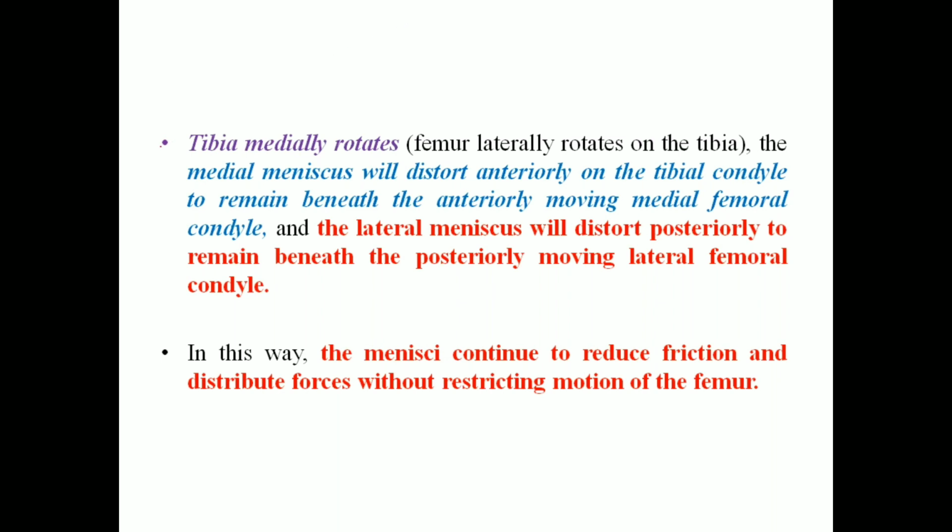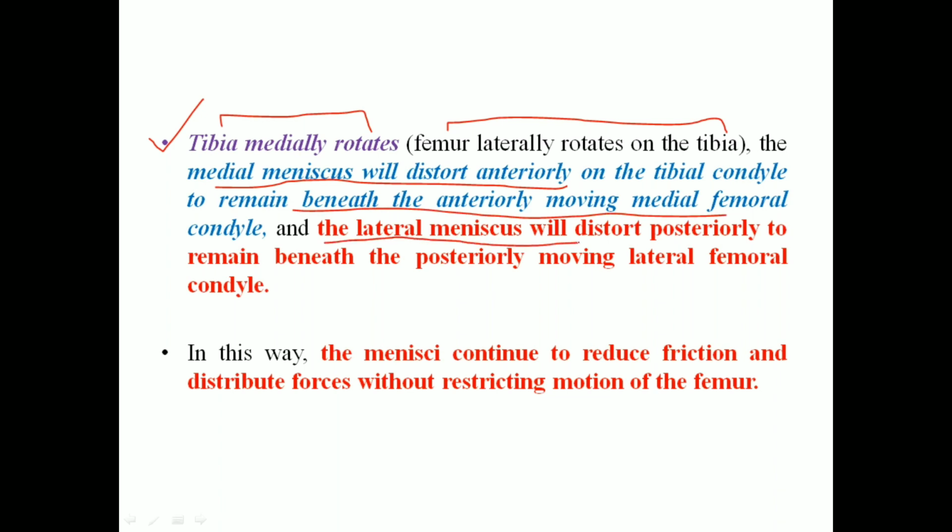Now listen carefully. When the tibia is going for medial rotation, at that time the femur goes for lateral rotation on the tibia. So during this time what will happen, the medial meniscus will come anteriorly on the tibial condyle to remain beneath the anterior moving medial femoral condyle, and the lateral meniscus will come posteriorly to remain beneath the posterior moving lateral femoral condyle. Okay, here the tibia is going medially.